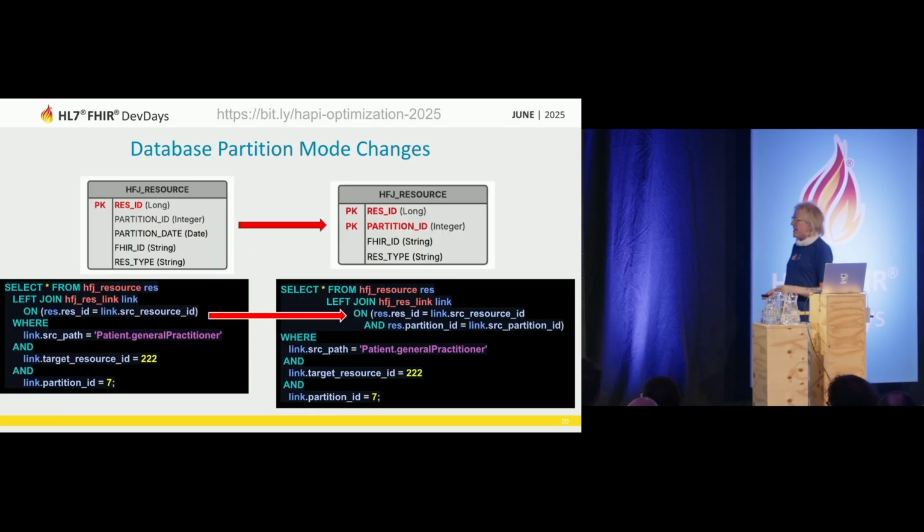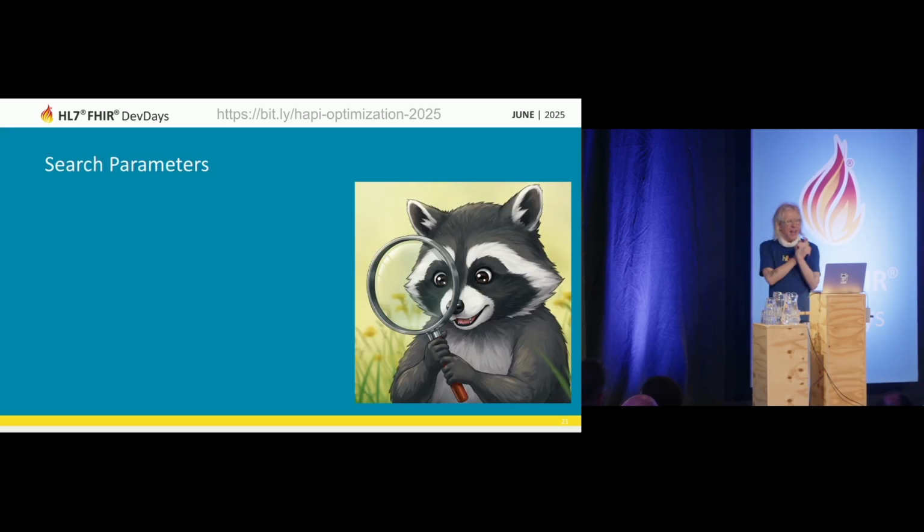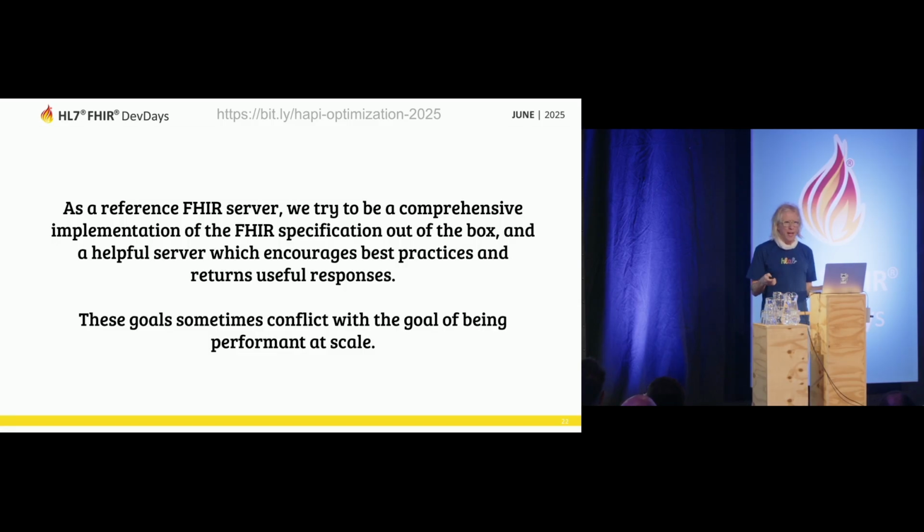So showing this in pictures, the primary key for all of our tables, we've added partition ID to it. Our join statements now include the partition ID as well. That's what that looks like in pictures. That's all for partitioning. I want to talk next a little bit about search parameters.